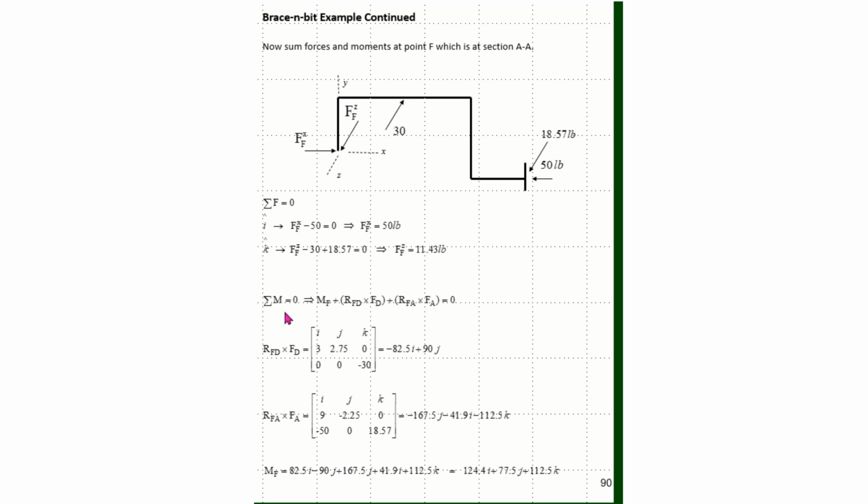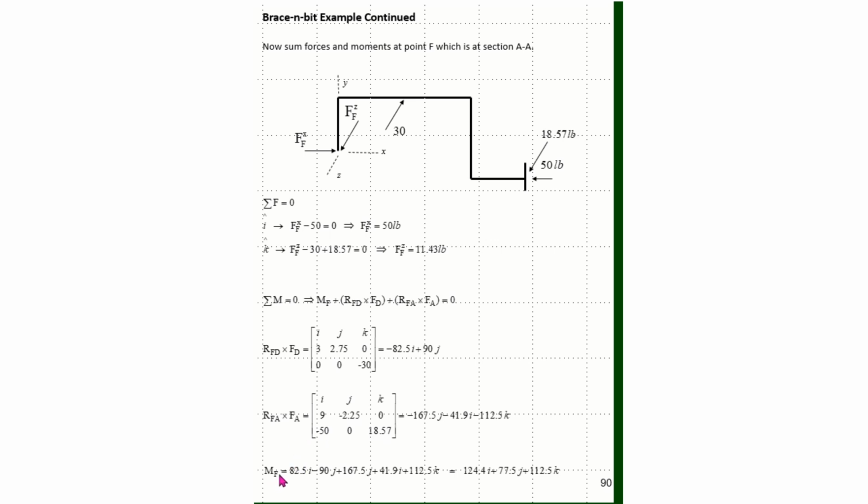Now getting the details of R cross F for point D, going from this point F, I have 3 in the I, 2.75 in the J, and 0. And the only force here I have again is the minus 30. Then to go from point F out here to point A, I go 9 in I and minus 2.25 in J and 0 in K. And again I have two forces out here: a plus 18.57 and a negative 50.